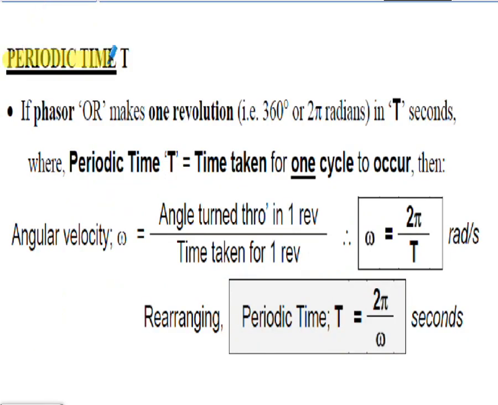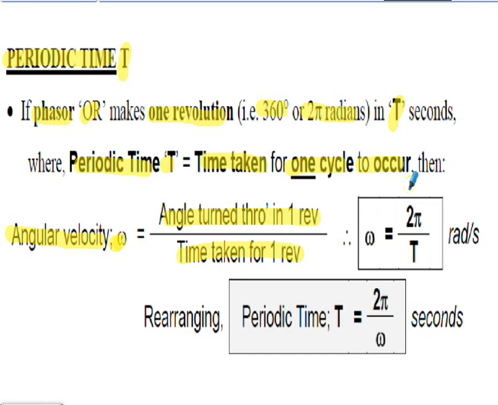Let's look at periodic time, capital T. If a phasor, OR, in our previous diagram on figure 1, makes one revolution, that's 360-degree movement or 2 pi radians movement, in T seconds, where the periodic time T is the time taken for one cycle to occur, then the angular velocity can be written as omega equals the angle turned through in one revolution divided by the time taken for one revolution.